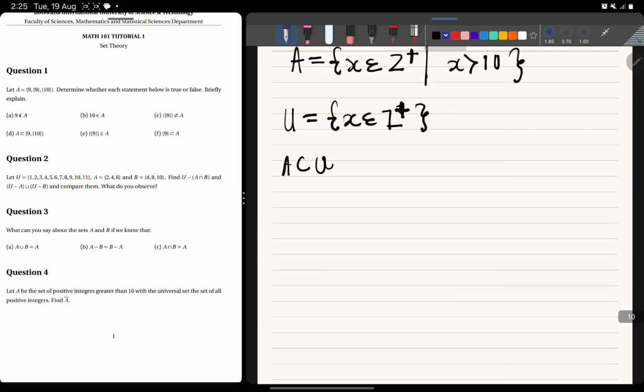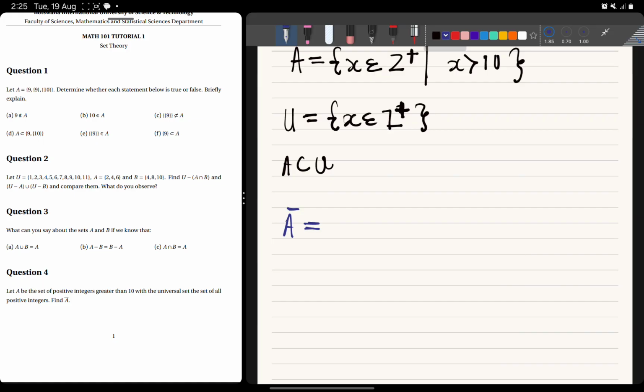So now, what is going to be A prime? A prime means something which is outside of A. Okay, so the universal set means the set with everything. It should be positive integers, but A, the positive integers should be greater than 10. So where do the positive integers start? They start at 1. Okay, 0 is neutral, so positive integers start at 1.